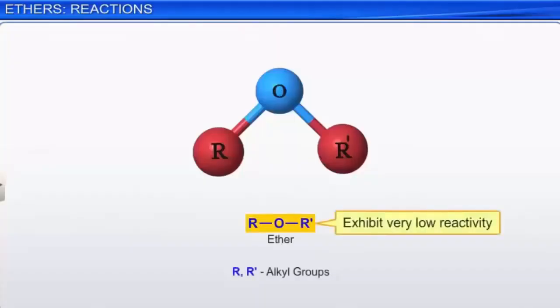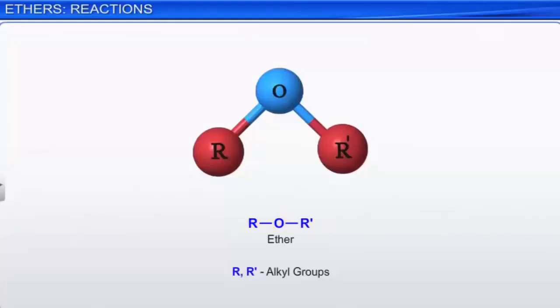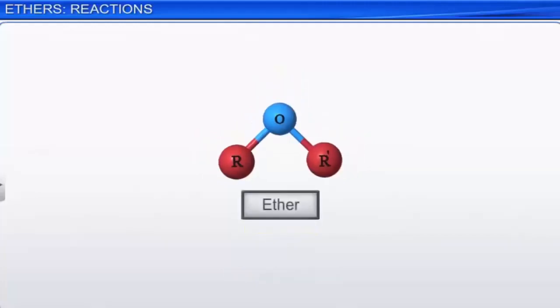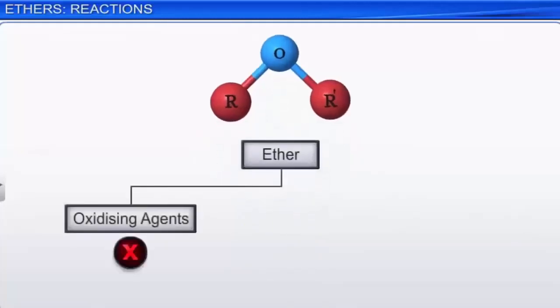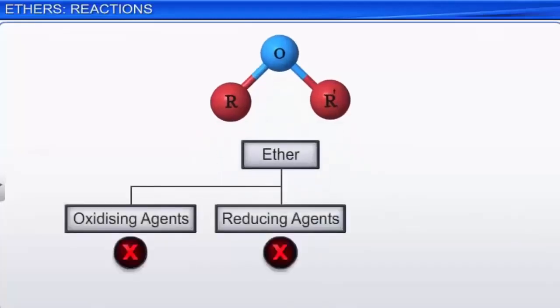Generally, ethers have very low reactivity. They are among the least reactive of the functional groups that you will study. As the oxygen atom is attached to the two alkyl groups on either side of it, ethers are less reactive. Let us look at some important reactions of ethers. The ether linkage is quite stable towards oxidizing agents, reducing agents, and bases.